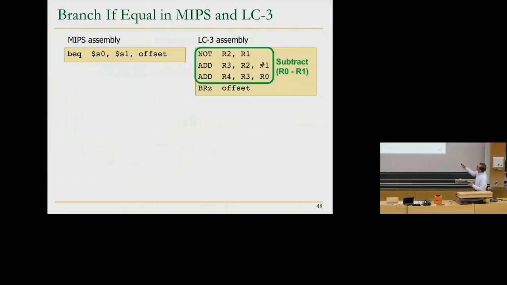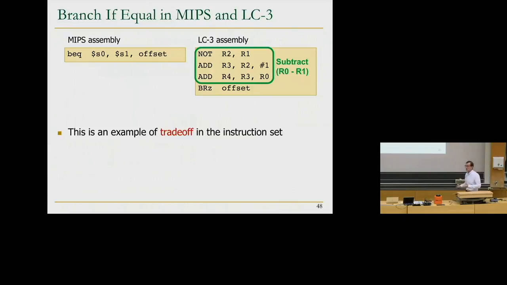You first negate R1. That's the 2's complement of R1. The result is placed into R3. That's minus R1. And then you add minus R1 to R0. And the result is written into R4. Now, if the value in R4 is 0, that means that R1 and R0 are equal, right? And then you take the branch, if the 0 condition code is set, to offset. If the value is 0 over here, if R1 and R0 are equal, the condition code will be set to 0, and this branch is equivalent to this branch. Actually, this whole set of instructions is equivalent to this single instruction.